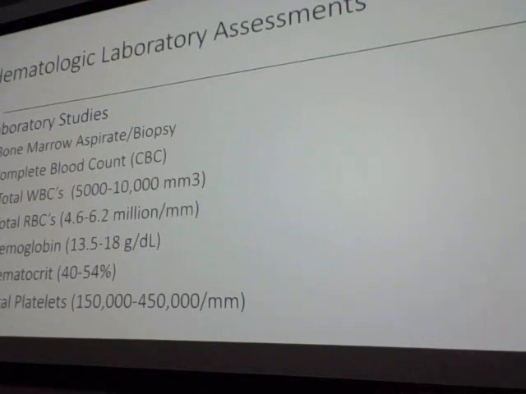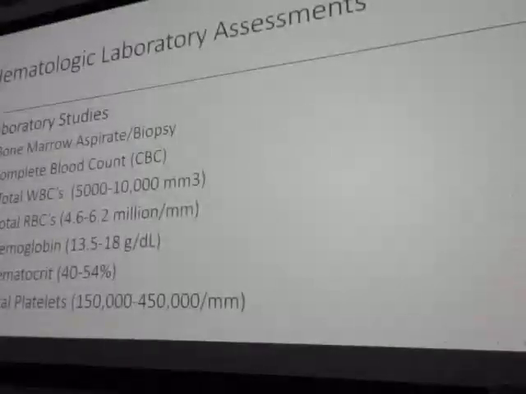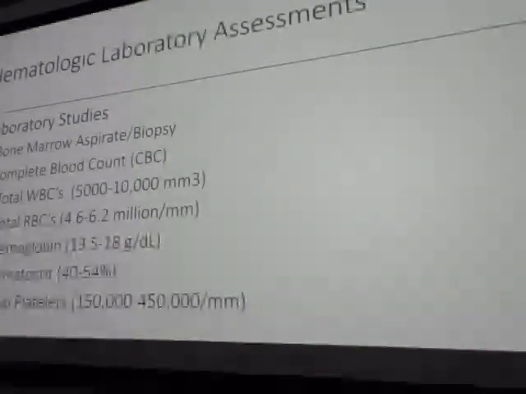A CBC includes total white blood cell counts, total red blood cells, hemoglobin, hematocrit, and your total platelets. Now, notice here that you have normal values. Every facility is going to have their own range of values, but this is approximately a generalized, standardized range that all these values come in. You're going to need to know this.